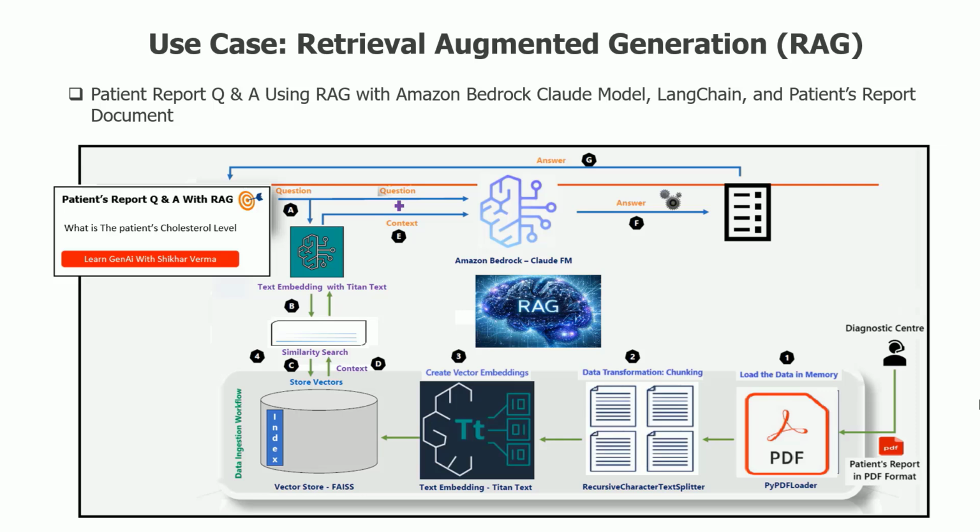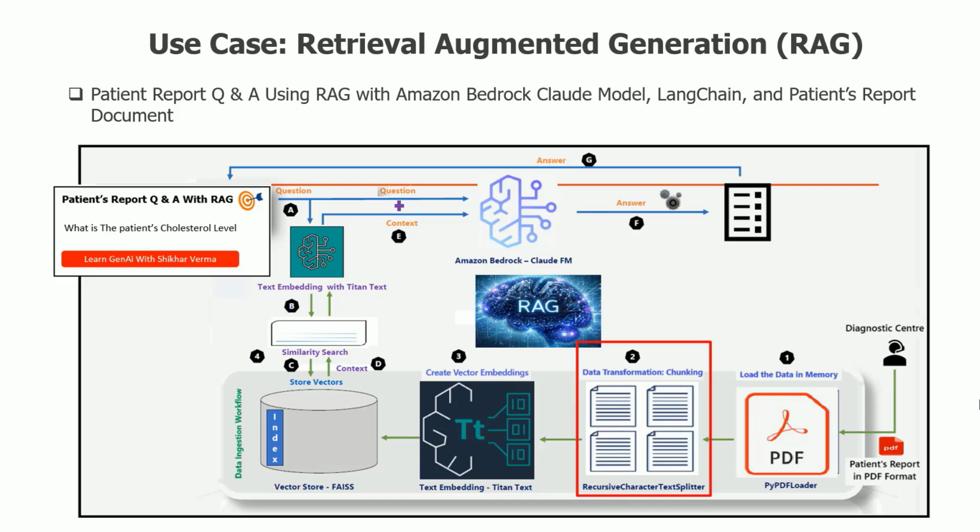Now let's understand step by step. Here you can see there is a diagnostic center. The diagnostic center generates a patient's report in PDF format. We are going to use PyPDF Loader, a Python library for reading PDFs, to load the report into memory, preparing the content for processing. So the first step, you have to use this library to load the data into memory.